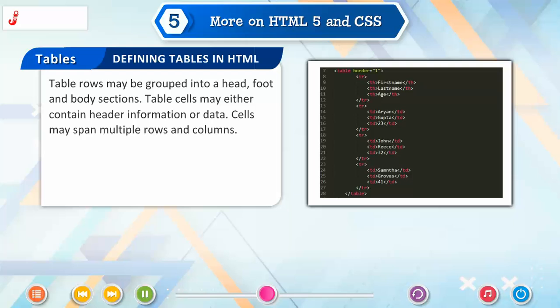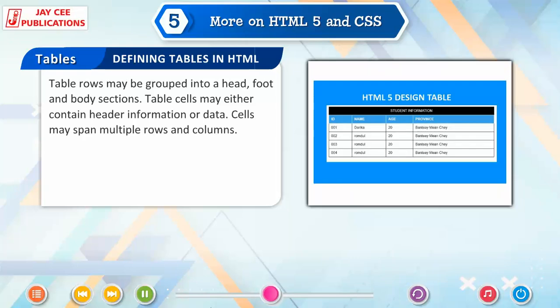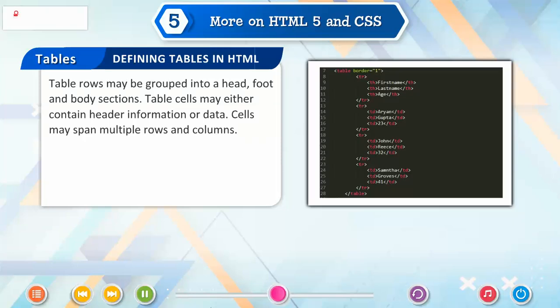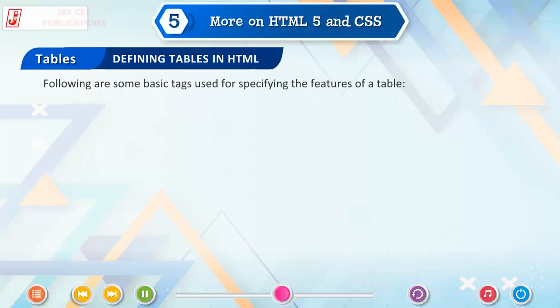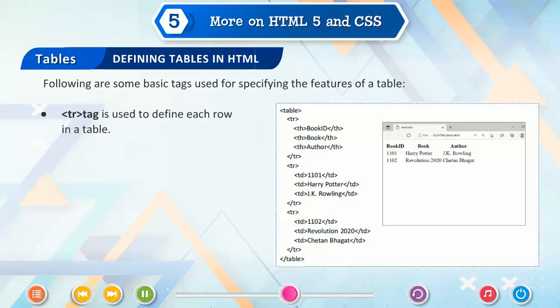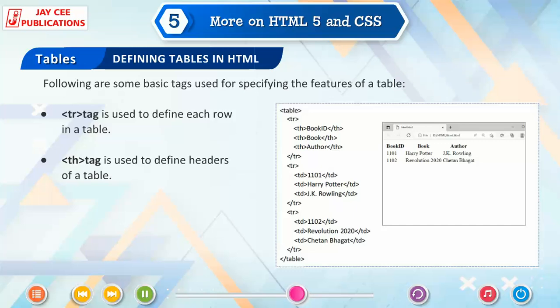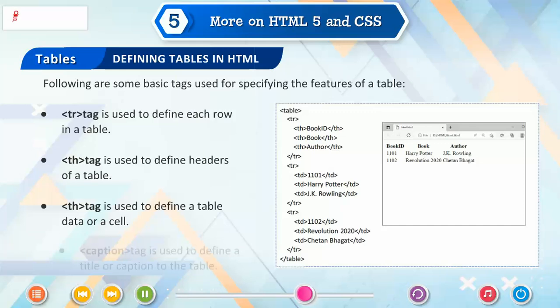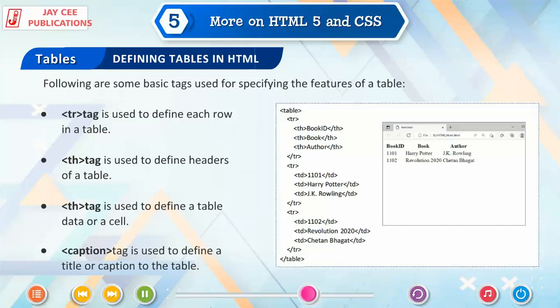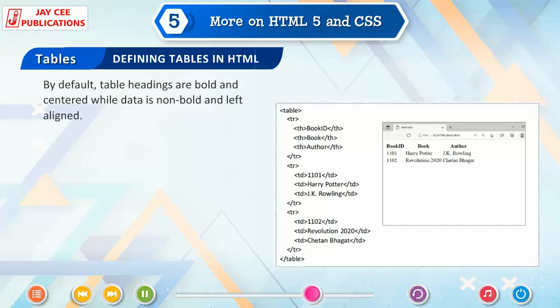Table rows may be grouped into head, foot, and body sections. Table cells may either contain header information or data. Cells may span multiple rows and columns. Following are some basic tags used for specifying the features of a table. The tr tag is used to define each row in a table. The th tag is used to define headers of a table. The td tag is used to define a table data or a cell. The caption tag is used to define a title or caption to the table. By default, table headings are bold and centered, while data is non-bold and left aligned.